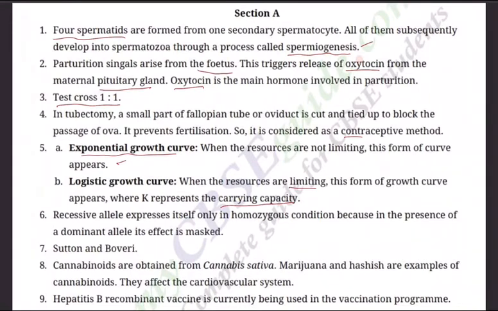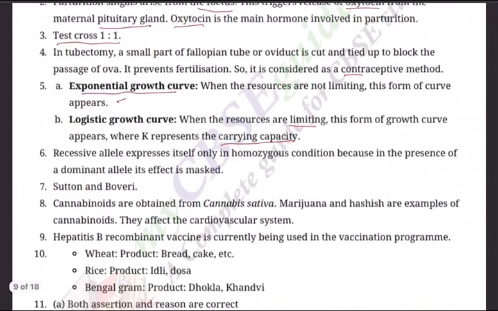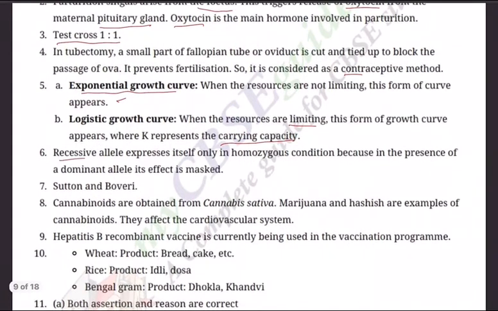Question 6. Mention the type of allele that expresses itself only in a homozygous state in an organism. The recessive allele expresses itself only in the homozygous condition, as we know, because in the presence of a dominant allele, its effect is masked. The law of dominance will come.